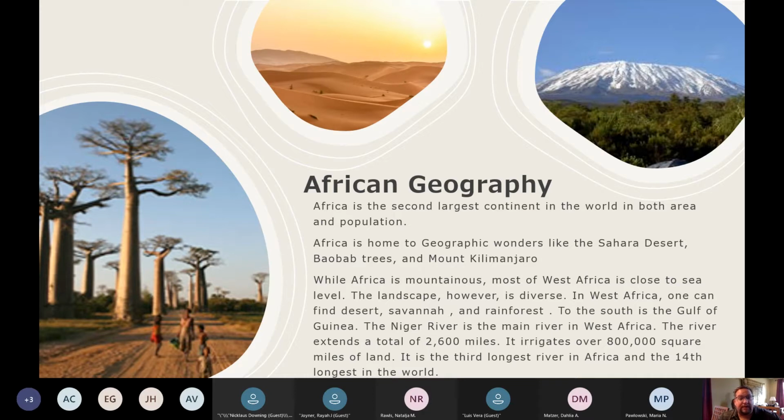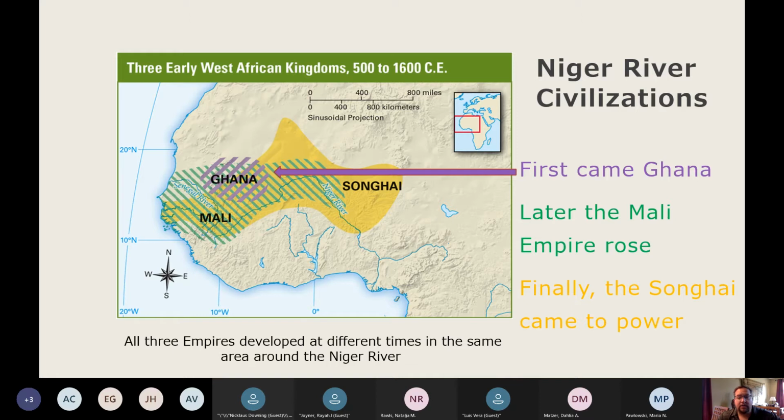The river extends a total of 2,600 miles, and it irrigates over 800,000 square miles of land. It's the third largest river in Africa and the 14th largest river in the world. Okay, so civilization in West Africa revolves around the Niger River. So here are the three Niger River civilizations.